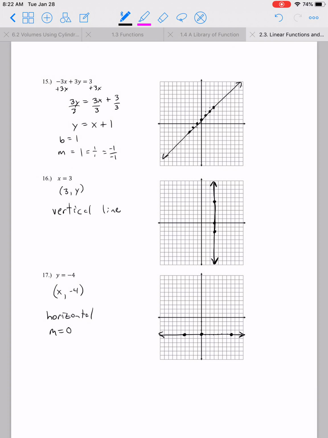And if you think about this, you could even rewrite y equals -4 as y equals 0 times x minus 4. And then that would be m equals 0, and this would be the y-intercept, -4. Okay? But no matter what, horizontal for y equals, vertical for x equals. So if y just equals some number, horizontal line. If x just equals some number and there's no other variables, vertical line. Okay? So that's pretty much it.